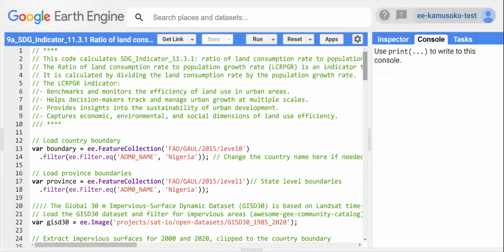Did you know that some cities consume land at a rate 10 times faster than their population grows? Today we're diving into how to measure this crucial Sustainable Development Goal indicator in order to track urban sustainability.